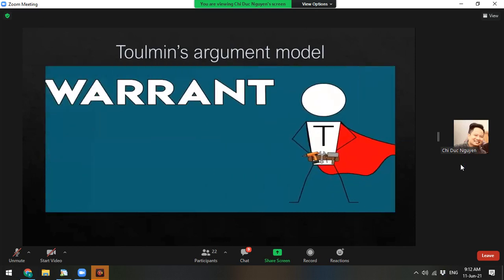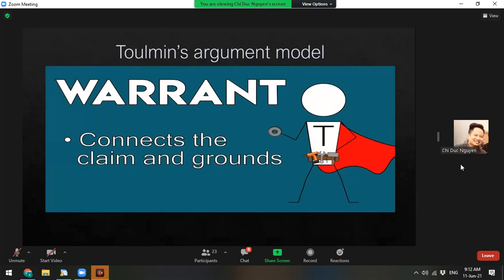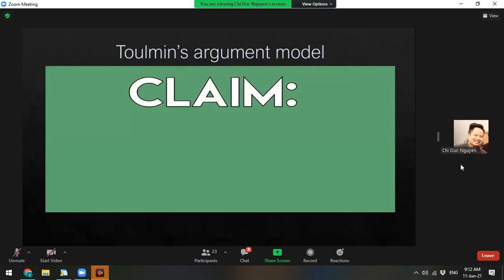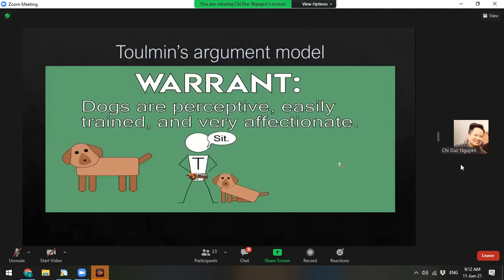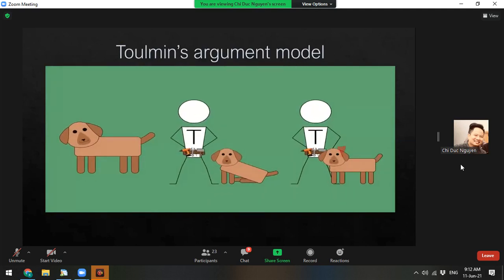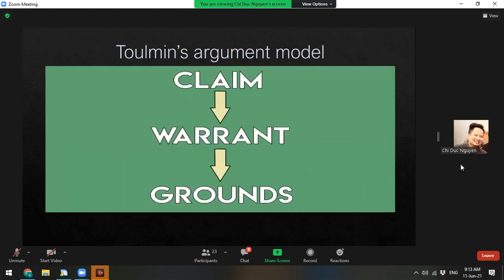This is where the warrant comes in. This tool serves as the connective tissue between the claim and the grounds, whether stated directly or simply implied. For example, to link back to the claim of dogs as the greatest pets, we can add, dogs are perceptive, easily trained, and one of the most affectionate animals towards humans. Now we have linked our claim about dogs to the grounds on what makes a great pet.